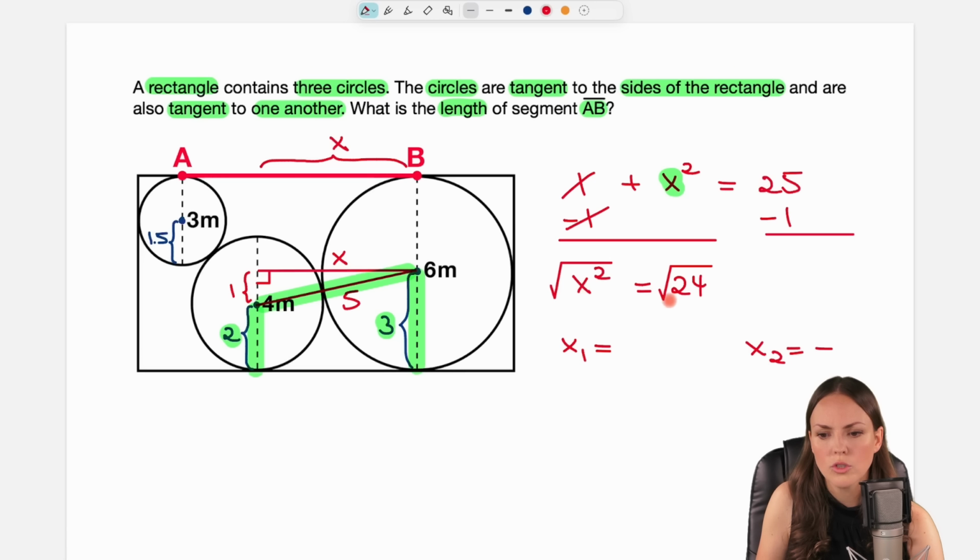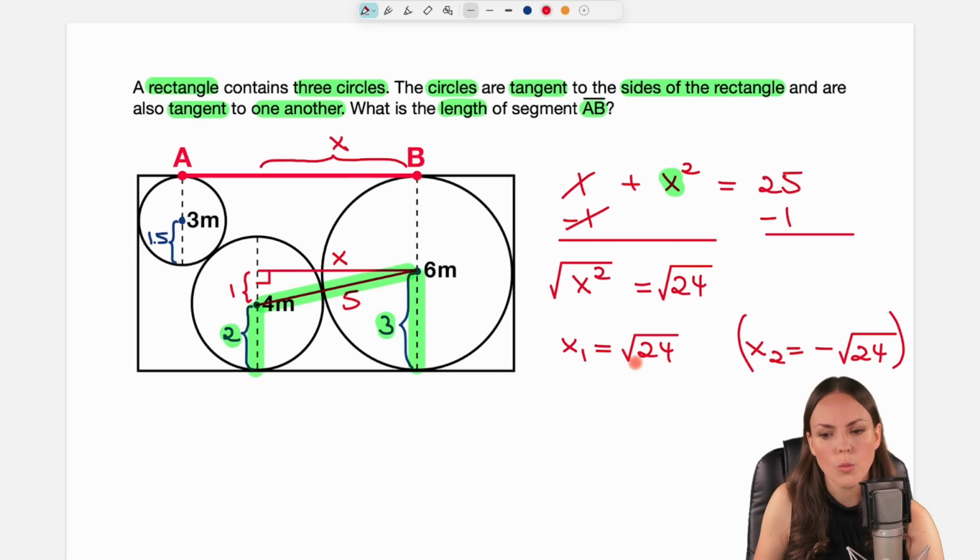The positive solution is the square root of 24. We just leave it like this. We cannot really calculate it better right now. And we also get negative the square root of 24. But our x is the length of a side, so it has to be positive. So we cannot use this negative solution here.